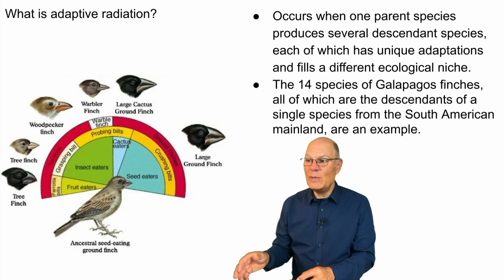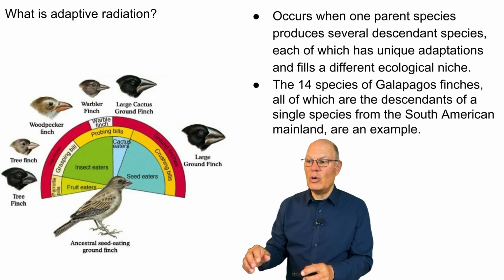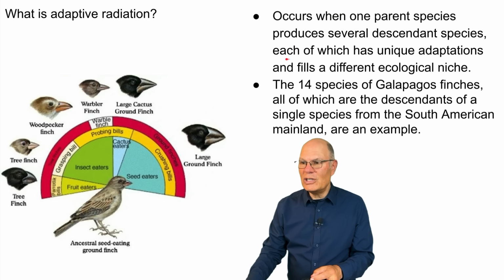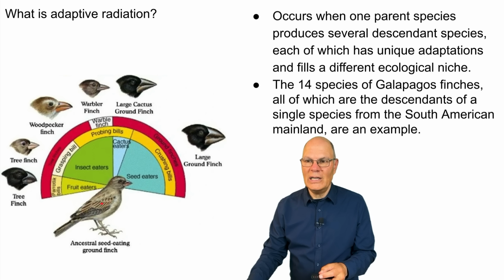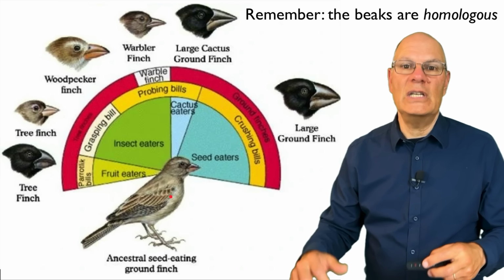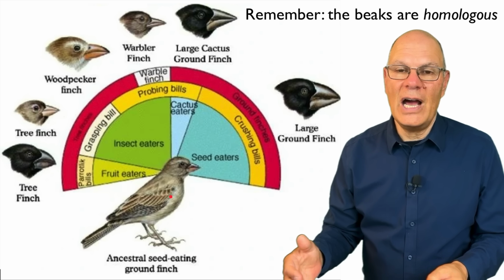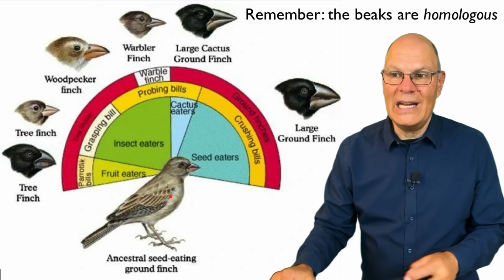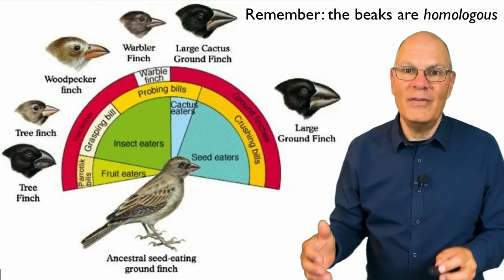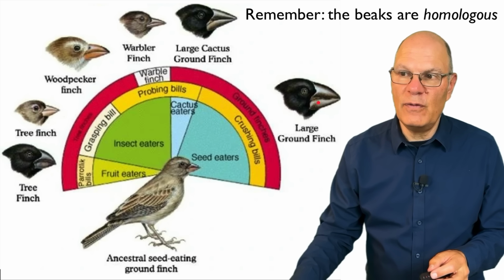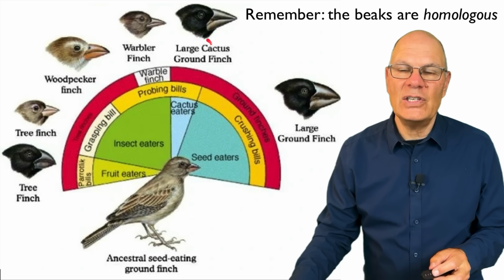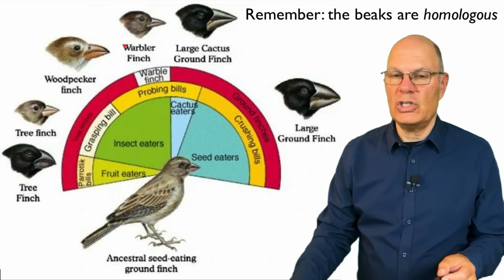The 14 species of Galapagos finches shown here, all of which are descendants of a single South American species, are an example. This one species arrived at the Galapagos Islands and then radiated into a whole variety of descendants, each of which has different features, each of which has a different ecological niche.